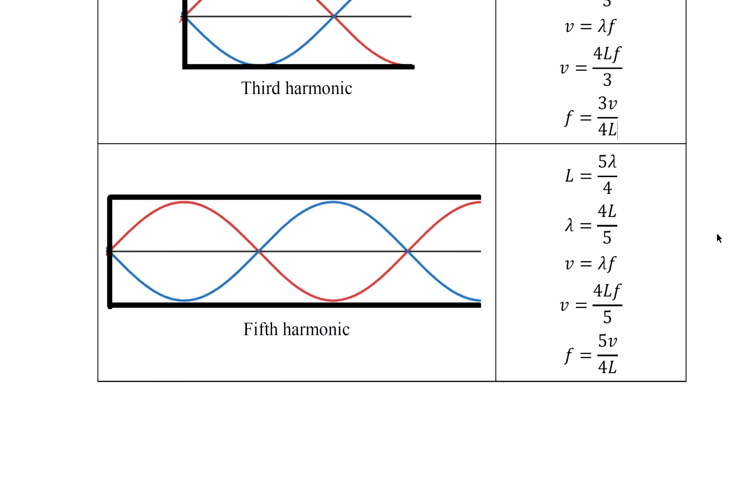Here we have a fifth harmonic. L, the length of this tube, is equal to how many wavelengths? 5 lambda over 4. The second line, we're solving for lambda. The third line, we're introducing the equation V equals lambda F. The fourth line, we're substituting for lambda. Finally, the fifth line, we are solving for F, frequency.